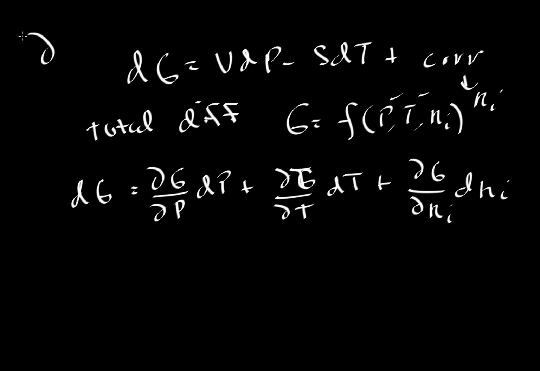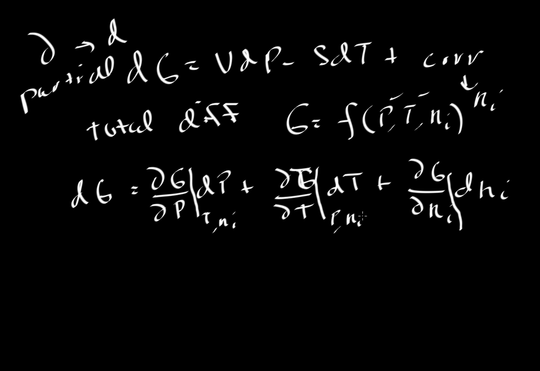We're using the partial symbol here, substituting that for d, because when we say that we have a partial derivative, it means we're holding other stuff constant. So over here, when we look at this, dG/dP, we're holding the other variables, temperature and n sub i, constant. Pause the video for a second and try to guess what we are holding constant here and here. So for the case of temperature, we're holding pressure and, again, n_i constant, and over here it is pressure and temperature that are being held constant.